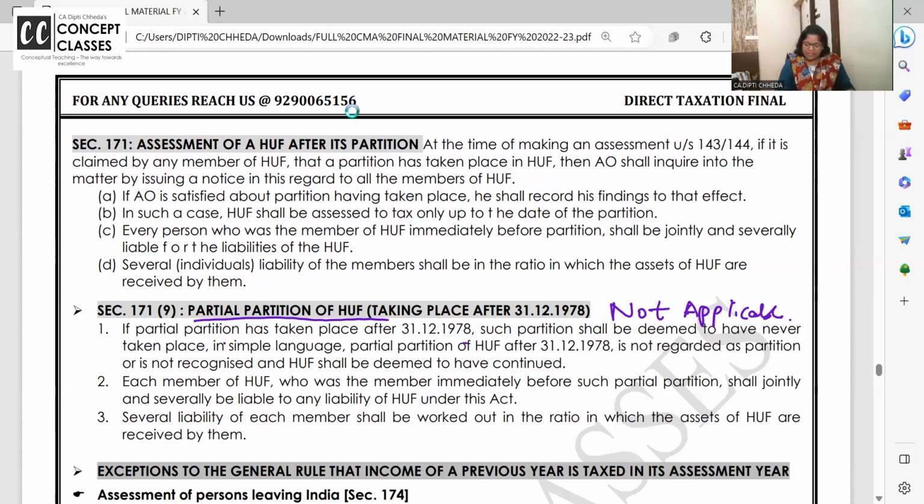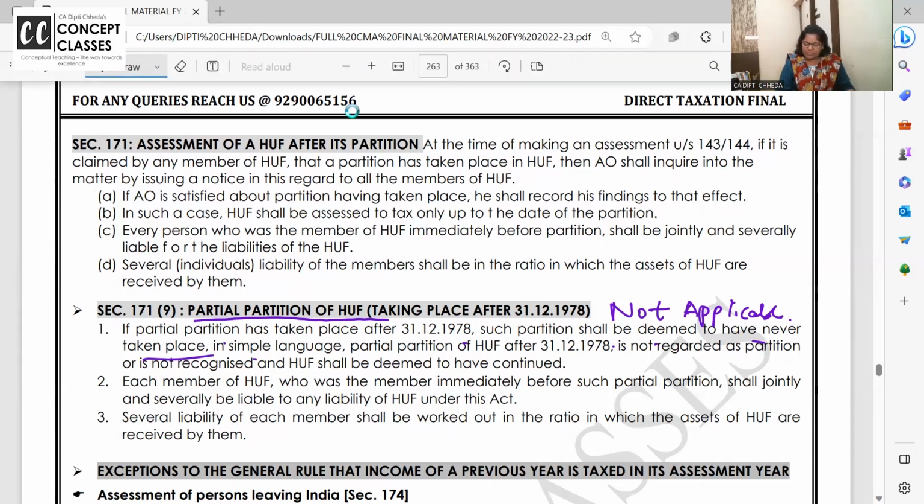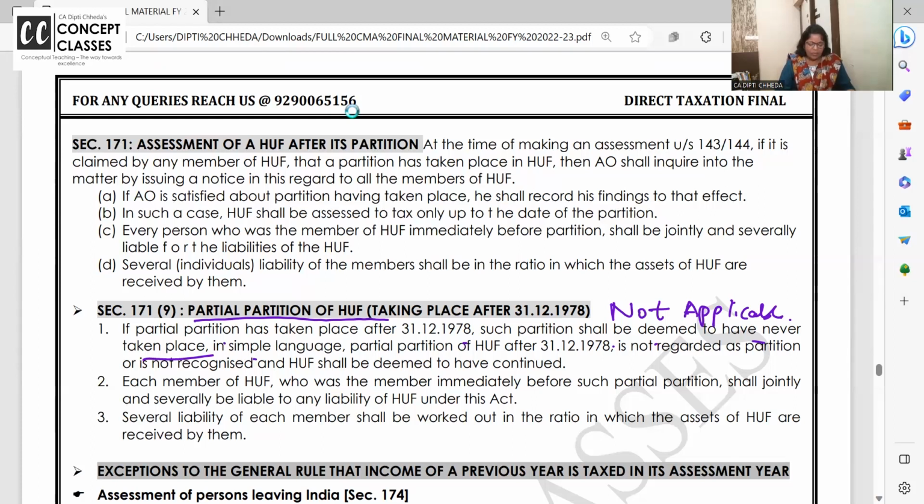Answer is yes. Any senior member will take over, male or female. If partial partition has taken place, such partition shall be deemed to have never taken place. In single language, partial partition after 1978 is not permitted. Okay. तो ये सब कोई मतलब ही नहीं है.